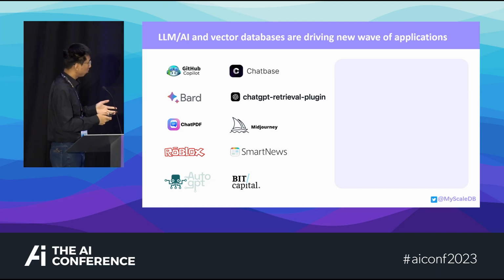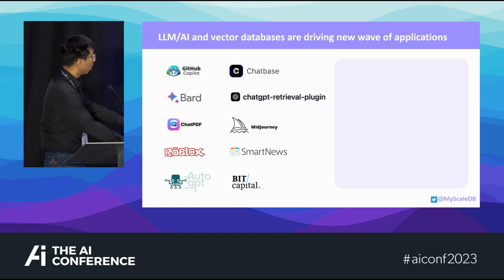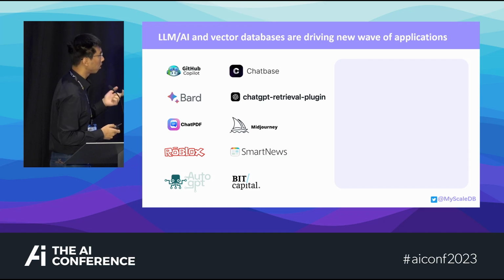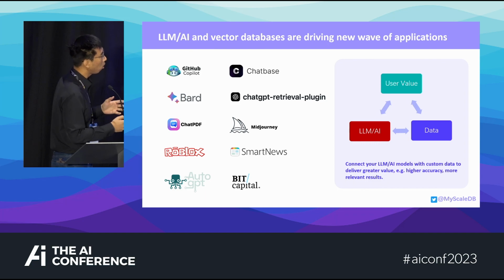I think most people here have heard about vector databases. So nowadays, large language models together with vector databases are driving a new wave of applications. You can use them to help you write code. You can chat with a website, analyze financial documents, and a lot of other things. So in all these cases, basically, vector databases allow you to connect the large language model with your data or customer data to deliver better results, such as higher accuracy and more relevant results.